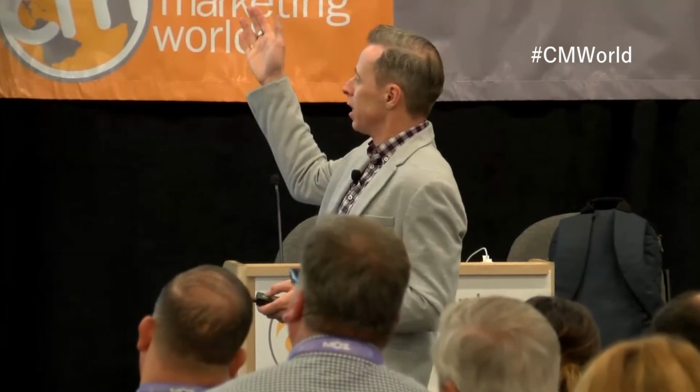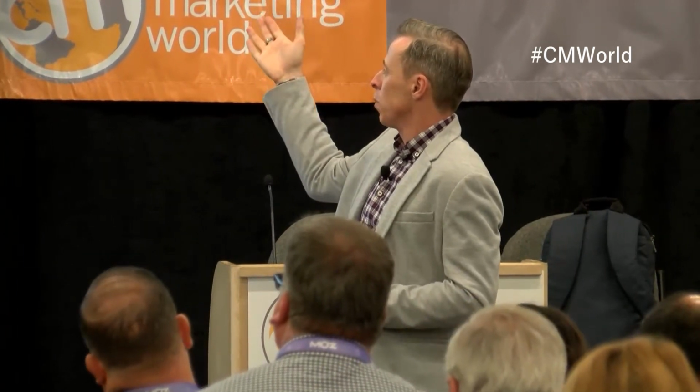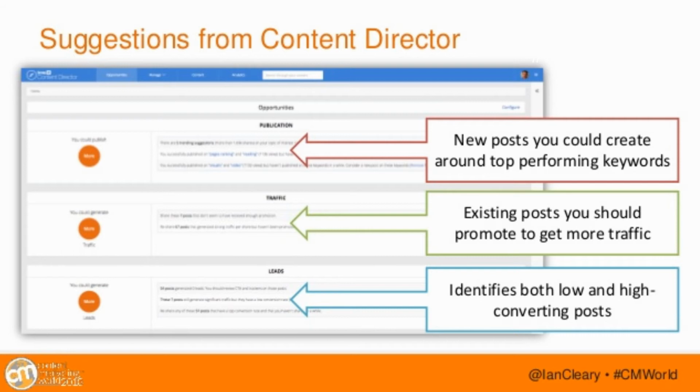You can see here as well that it identifies your blog post and says, these new posts you could create around these top performing keywords. So it's identifying keywords that are ranking in Google and saying create content with similar keywords to get more ranking within Google. Is there an existing post you should promote to get more traffic? And it identifies both low and high converting posts. So it's saying share these existing posts more because these are generating traffic. Share these posts more because these are converting. You're actually getting business out of these, so you should be sharing these more. So now you know exactly what you should be putting in the queue.